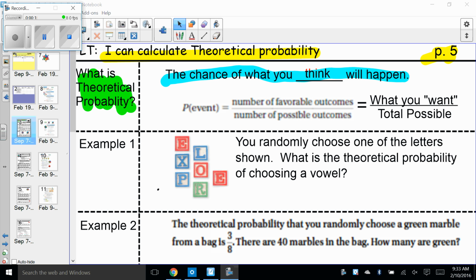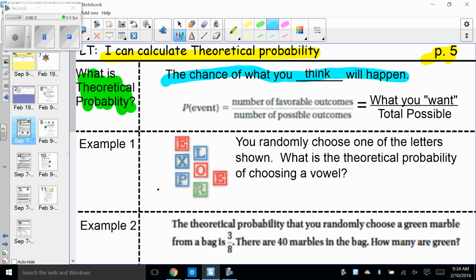Best example ever is when you flip a coin. And people often say 50-50. What does that mean? That means it's a two-sided coin. You have a 1 out of 2 chance of getting heads. You have a 1 out of 2 chance of getting tails. 1 out of 2 percent-wise is 50%. So when they say 50-50, they really mean it's a 50% chance of heads, 50% chance of tails.